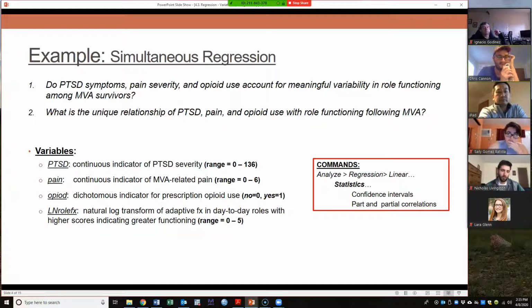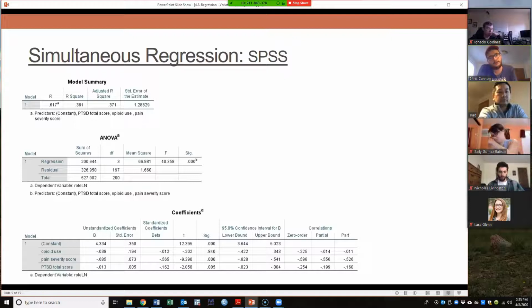Okay. Cool. So here we've got our PTSD, our pain variable, opiate use, and then because we recognized role functioning as garbage, we went through and ran a log transform of that. And so if we were going to go through, we go analyze, regression, linear, statistics, confidence intervals, part and partial correlations, this is how we would request that in SPSS. But if we do, this is what we get in terms of our output.